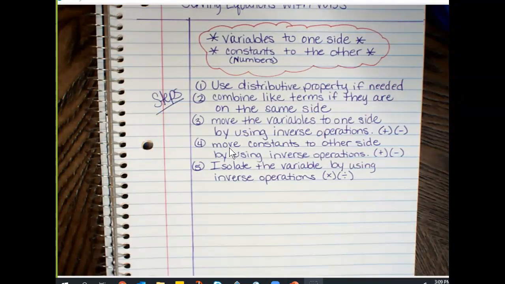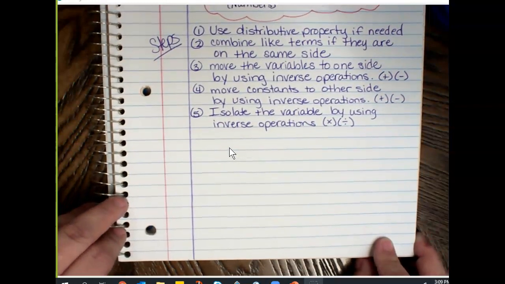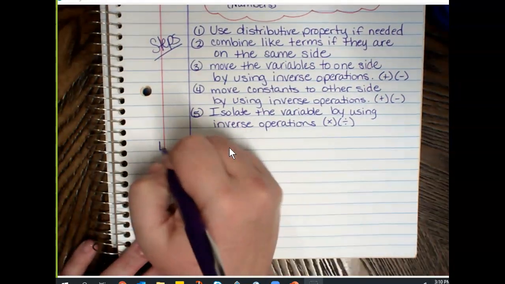And after you finish step 5, shake out your hand. I know that was a lot of writing. All right, good job. Now we're ready to move into our example. Can I move up to here? Okay, example number 1.